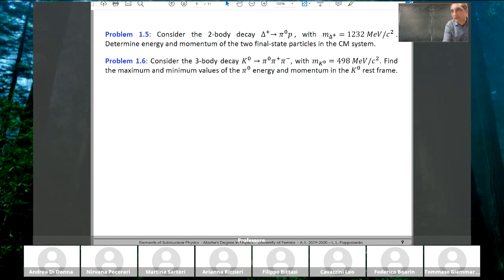So the K0, we call it the neutral kaon. Okay, it's a meson made by a strange quark and a light quark. In this case, it's a strange quark and a down quark. So it has a neutral electric charge. And one of the main decay modes is in fact into 3 pions: pi0, pi plus and pi minus.